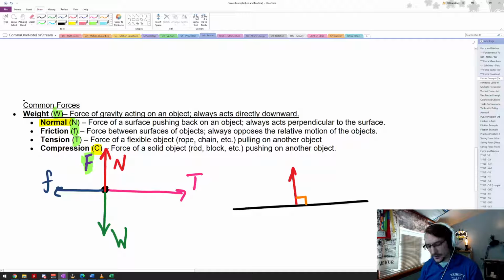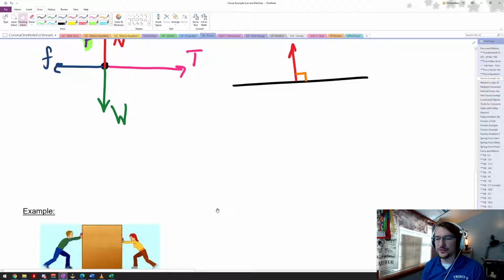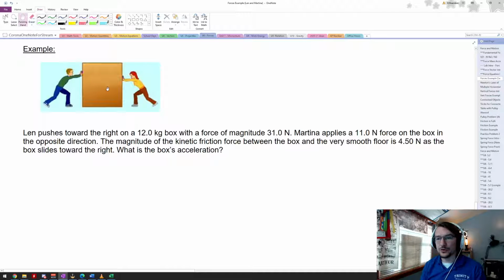So let's actually take a look at an equation here, or in a problem setup. What we have here are two individuals trying to push a box. So we've got Len on the left, so here's Len, and over here is Martina.